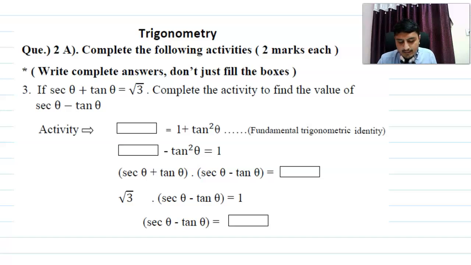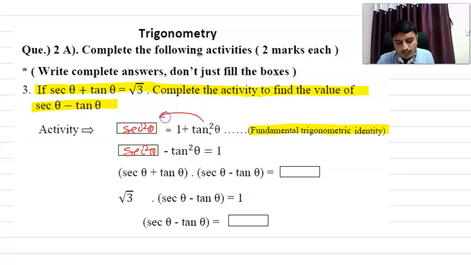Now look at the next activity. If sec theta plus tan theta equals root 3, complete the activity to find the value of sec theta minus tan theta. Now we have the fundamental trigonometric identity sec square of theta equals 1 plus tan square of theta. Once we shift tan square of theta from RHS to LHS, plus tan square of theta becomes minus tan square of theta. So sec square of theta minus tan square of theta is equal to 1.